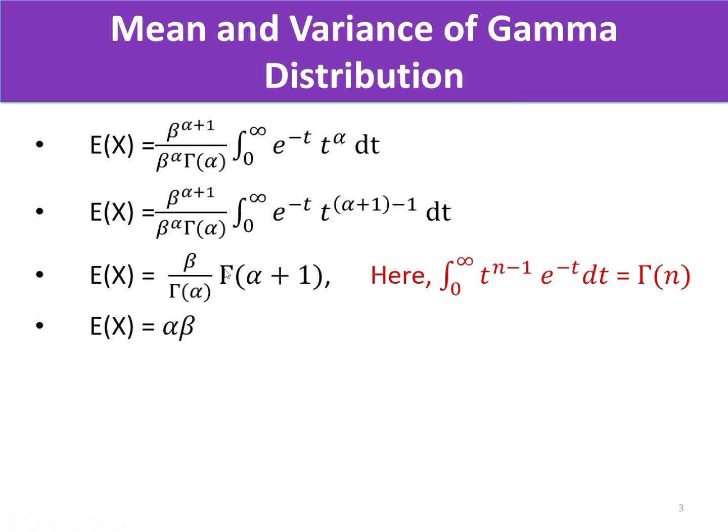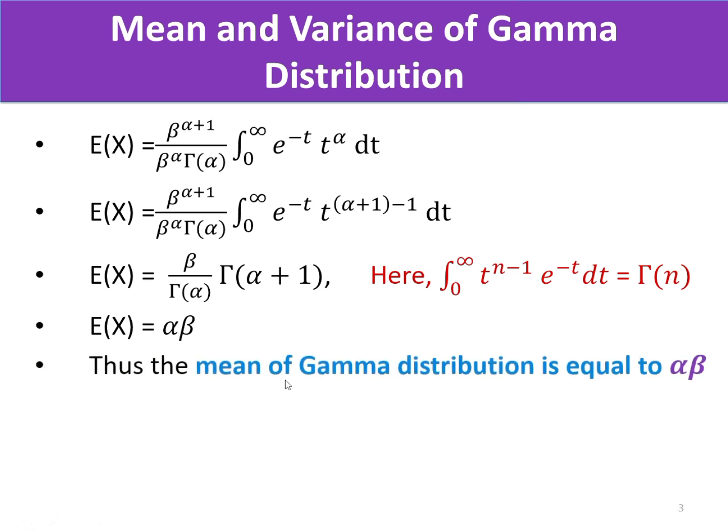Since gamma of alpha plus 1 is equal to alpha times gamma alpha, this gamma alpha is cancelled out, and thus the mean of the gamma distribution is equal to alpha times beta.